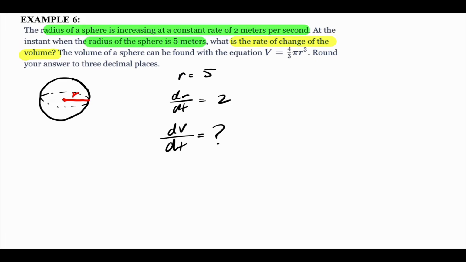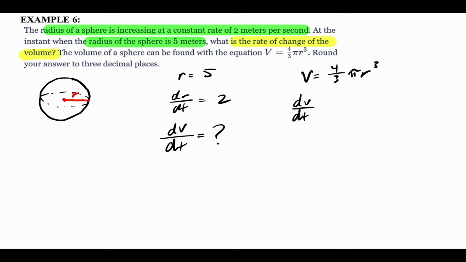So the equation that relates R, dr/dt, dV/dt, they gave to us. It's actually volume right there. So this one we don't even have to find or guess or anything like that. It's given to us. The volume of a sphere is 4/3 times pi times r cubed. Next step, differentiate.